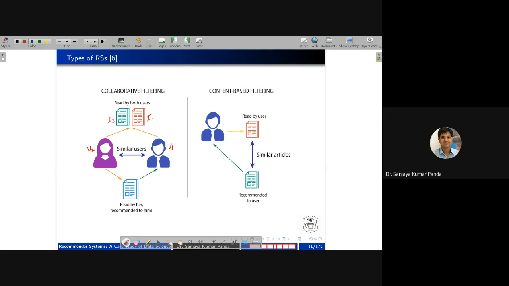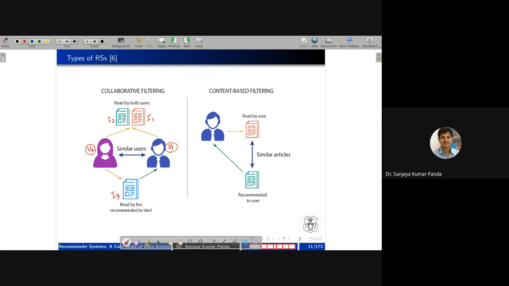So whenever a new book is indexed, let's say the new book is I3, or whenever a new book is coming to the market, if that book is read by this user U2, automatically that is going to be recommended to U1. U1 has no idea about I3, only U2 read that book I3. So that is the reason why I3 is recommended to user U1.